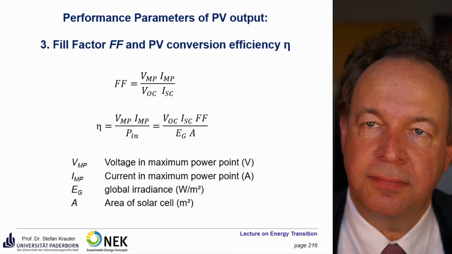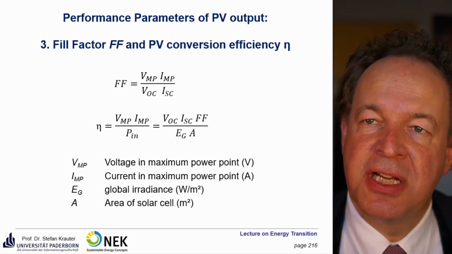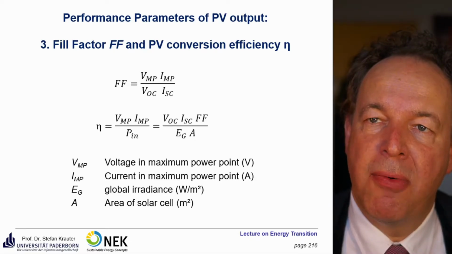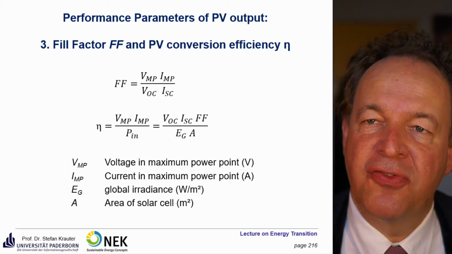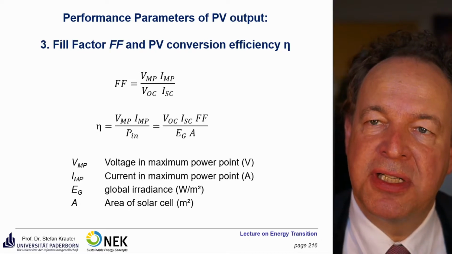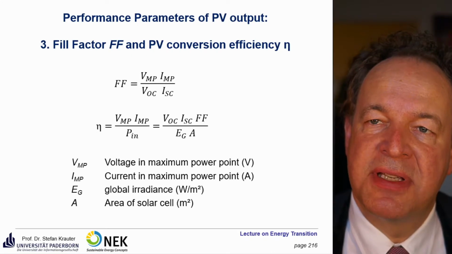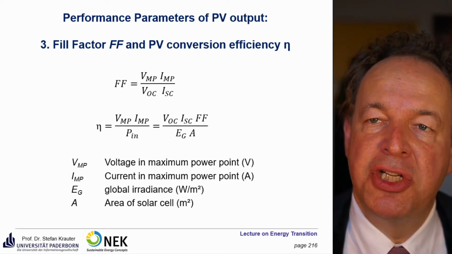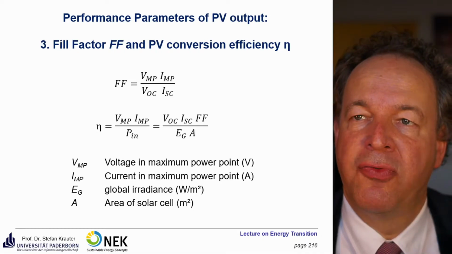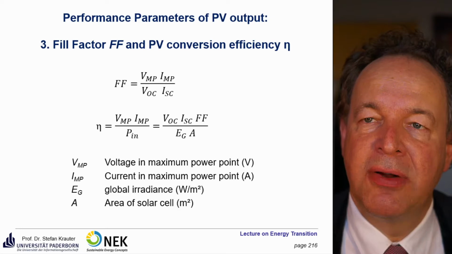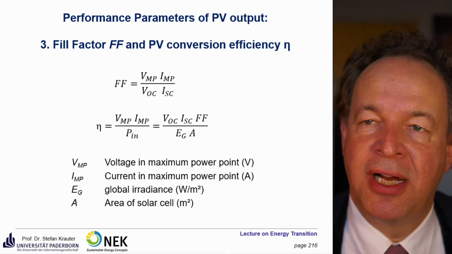Then you have the fill factor, as I already mentioned. It's the voltage in maximum power point times the current in maximum power point, divided by the open circuit voltage times the short circuit current. You have the efficiency of your solar cell, which is your generated electricity, derived from VMP, the voltage in maximum power point, times the current in maximum power point, divided by the input power. What's your input power? That's the solar irradiance, e.g. G is for global, so you can convert all types of global irradiance, times A, which is the area.